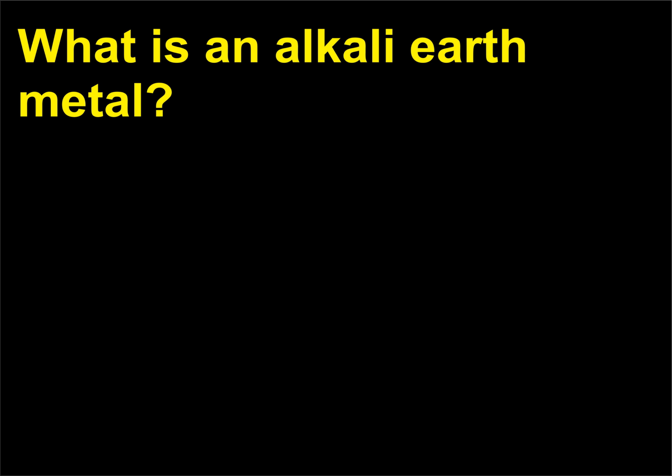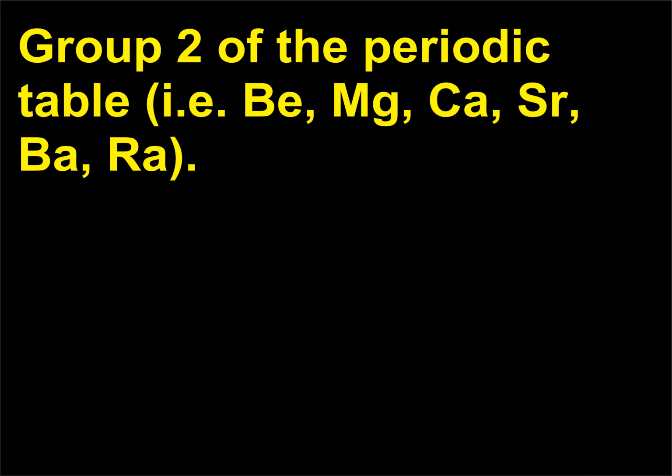What is an alkali earth metal? Group 2 of the periodic table, i.e. Be, Mg, Ca, Sr, Ba, Ra.